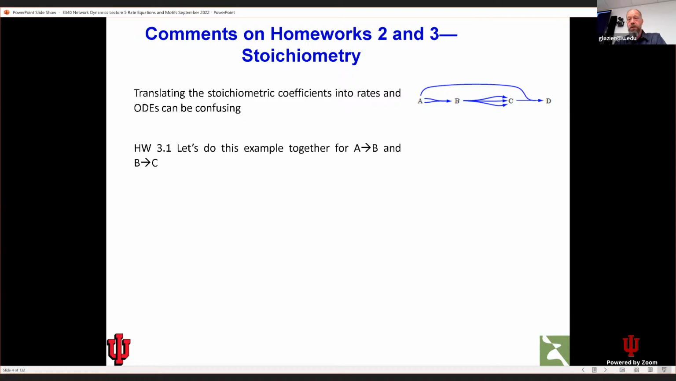And so I'd like people, maybe somebody could walk me through the two. We won't do all of it, but let's just walk through the forward reaction, A goes to B. If somebody would like to unmute and tell us their reasoning for, first, what the rate law is, and then what the ODE for A would be from the reaction A to B, assuming mass action kinetics. Let's go based on what we did 2 weeks ago, and this was in both homework 2 and 3.